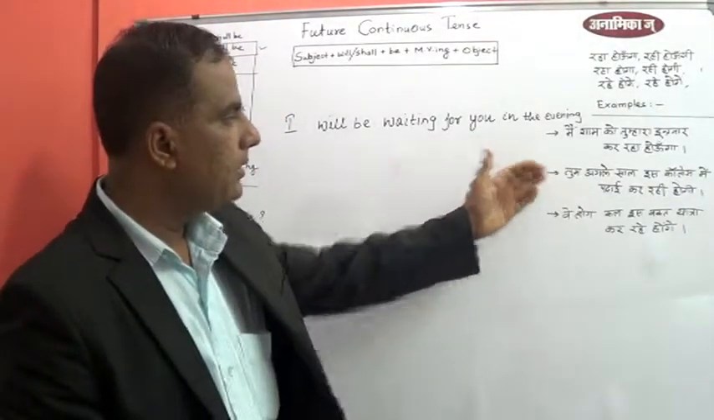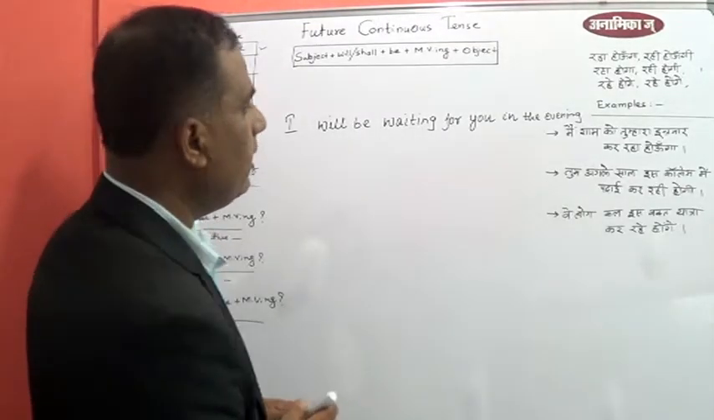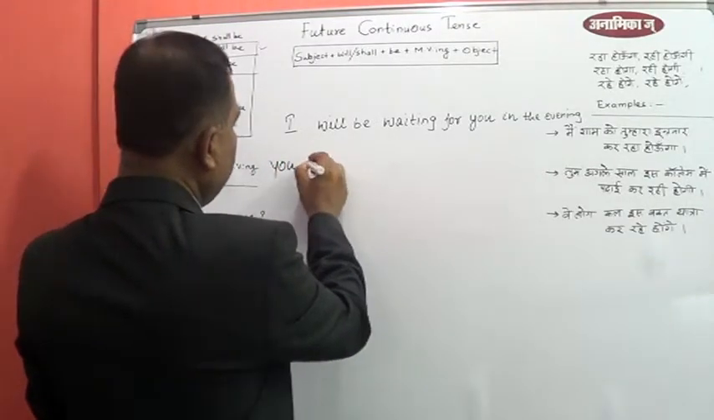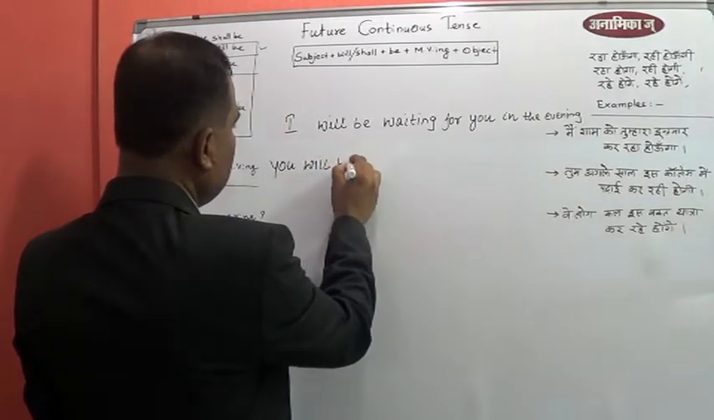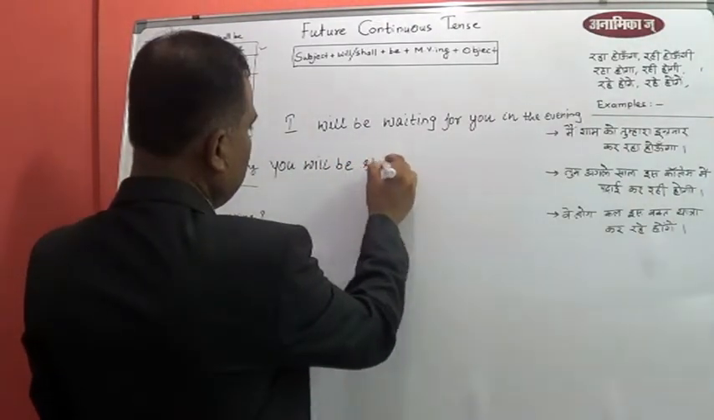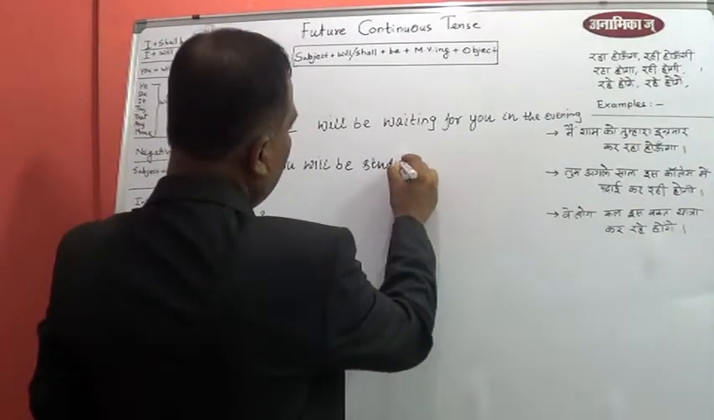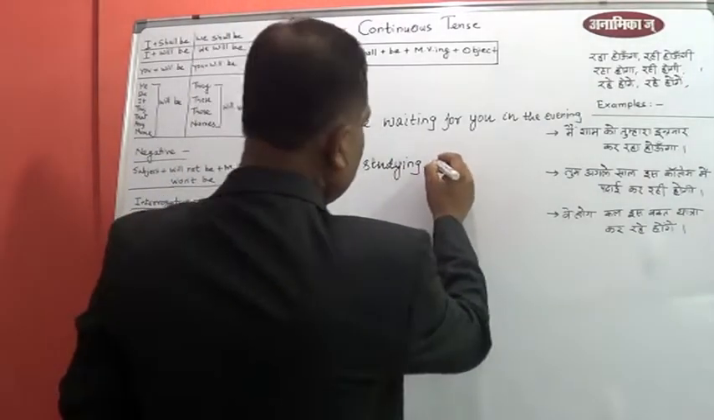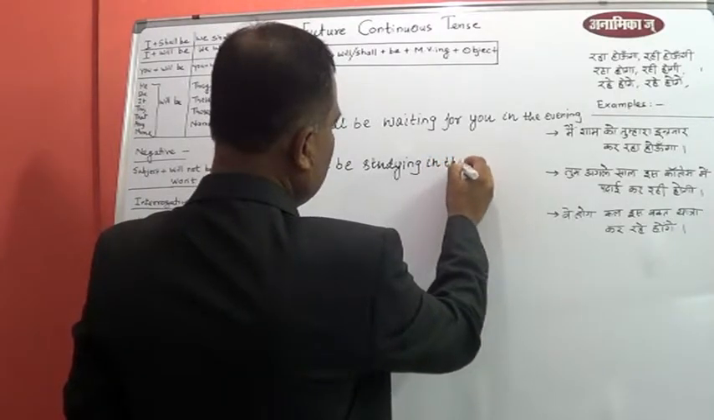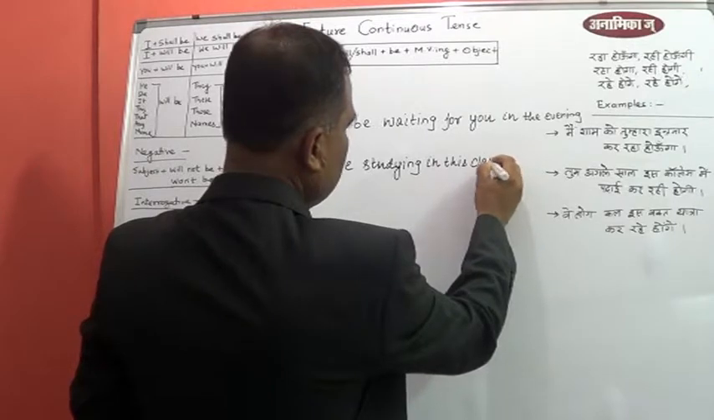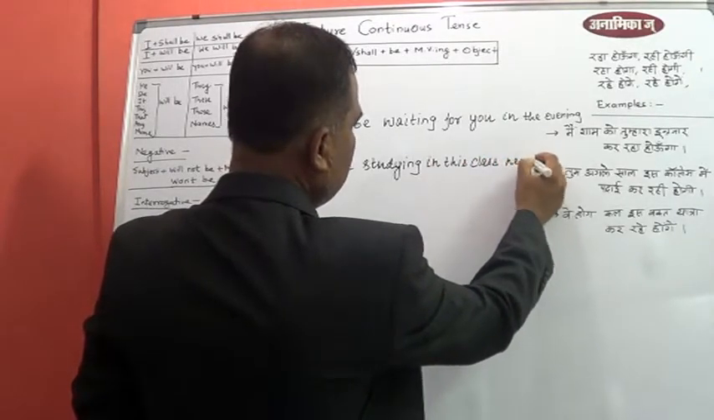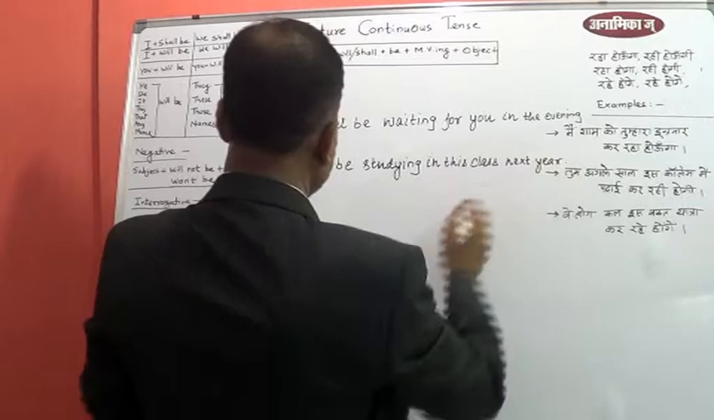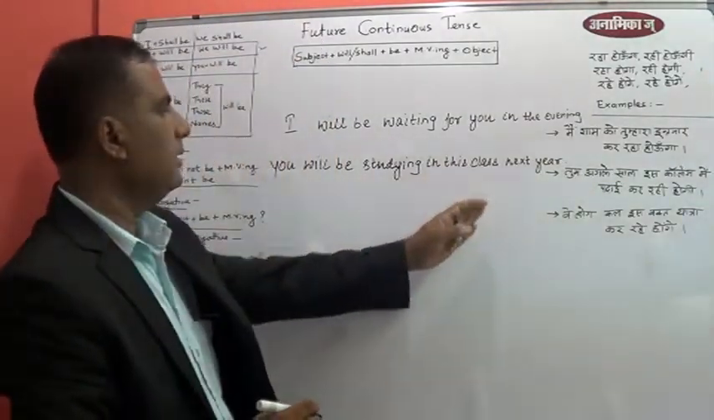Now let's take the second example. तुम अगले साल इस कॉलेज में पढ़ाई कर रही होगी. So here, you will come in the beginning and then same will be, and then verb with ing, in this class next year. You will be studying in this class next year.